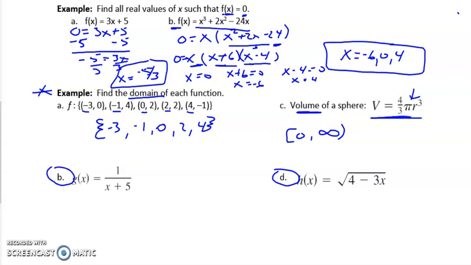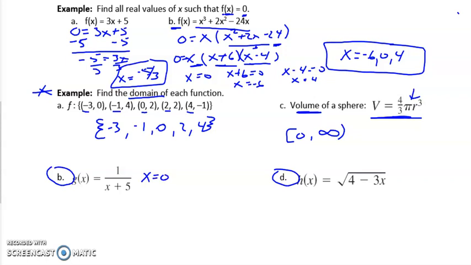Parts B and D would be more like a test question. You definitely want to know that there are two rules you have to remember. So yes, domain is input values, but it also has two restrictions: no zeros in the denominator and no negatives under the radical. So the first one does have a denominator. If there are no zeros in the denominator, let's just set it equal to 0.